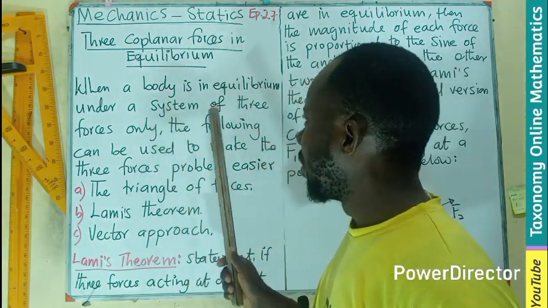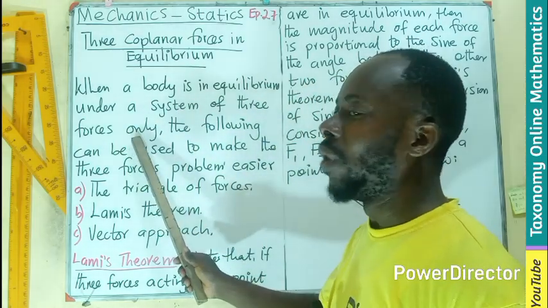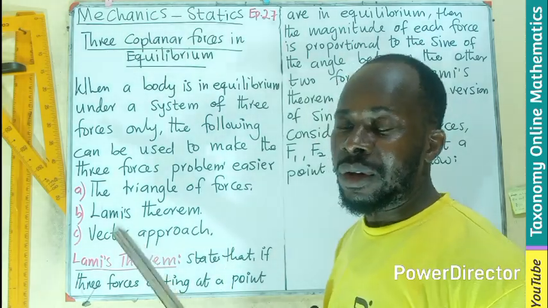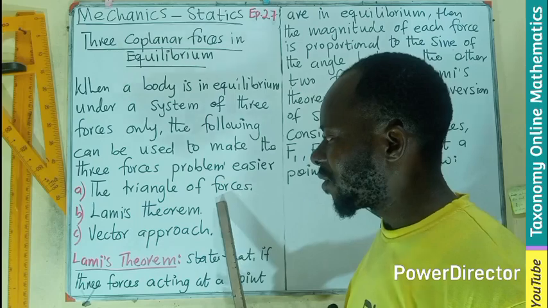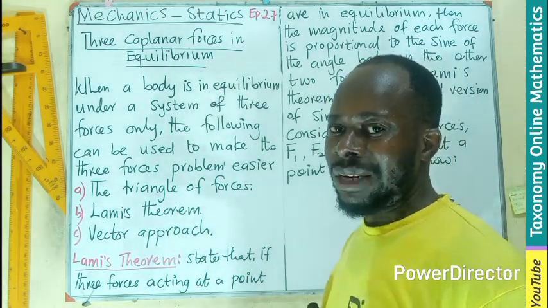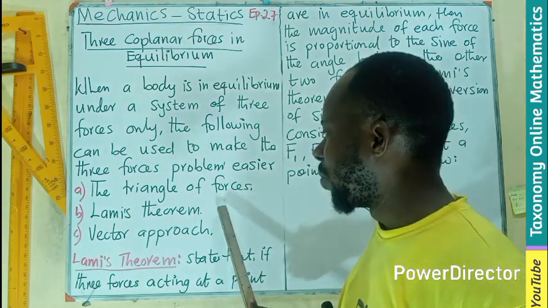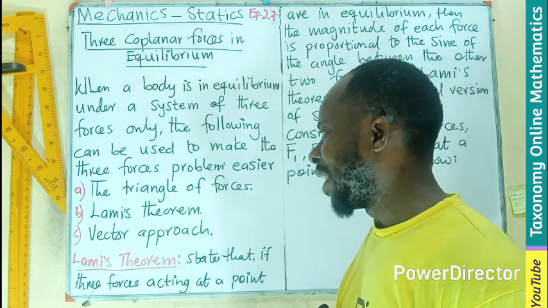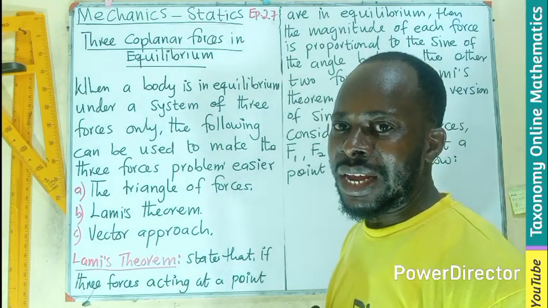So when a body is in equilibrium under a system of three forces only, the following can be used to resolve the forces or to make the problem a lot easier. We can use the triangle of forces, we can use Lami's theorem, and we can use the vector approach. For the sake of this tutorial, we will be doing all our calculations with Lami's theorem. We can also try the triangle of forces or vector approach, and share your thoughts in the comment section.